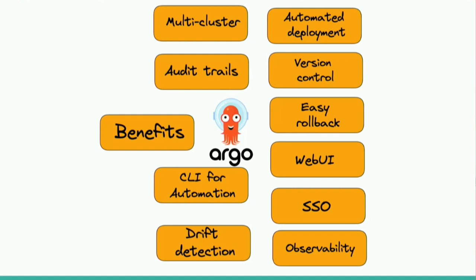Before moving on, I would like to give you a summary again. What are the benefits that Argo is providing? So, multi-cluster, so you can deploy your application in multiple clusters. Then audit trails, you would be able to track the events. Then CLI for automation, drift detection, sync between the actual and desired state. Automated deployment, whenever a coder develops the application, it will be automatically deployed, and changes also will be automatically deployed.